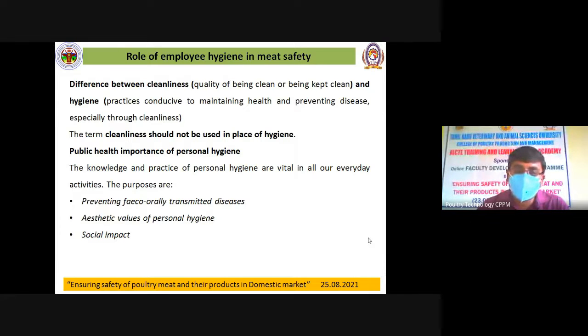The knowledge and practice of personal hygiene are vital in our everyday activities. The purposes are to prevent the fecal-orally transmitted diseases. By means of fecal contamination, there are numerous diseases that can be transmitted, and it can be prevented with good personal hygiene, and the aesthetic values of personal hygiene. That is important for personal hygiene and the social impact. What is the impact that is created by personal hygiene? You get yourself a good social impact when you are maintaining all the personal hygiene.